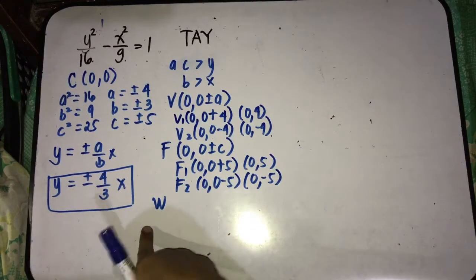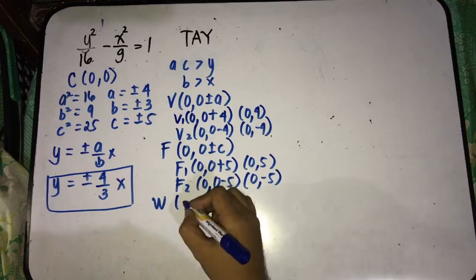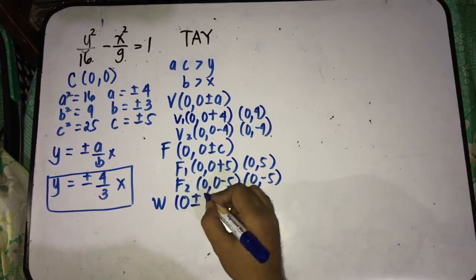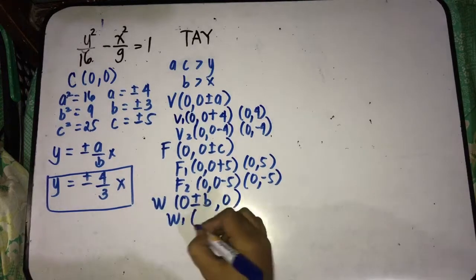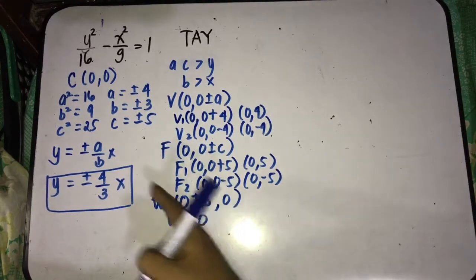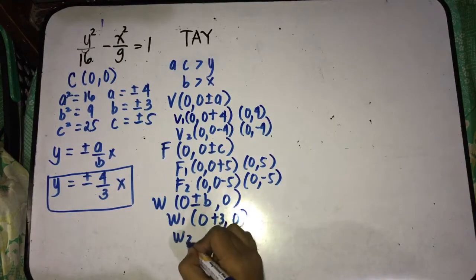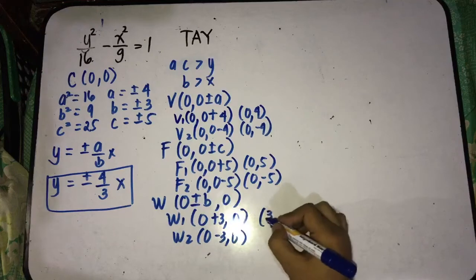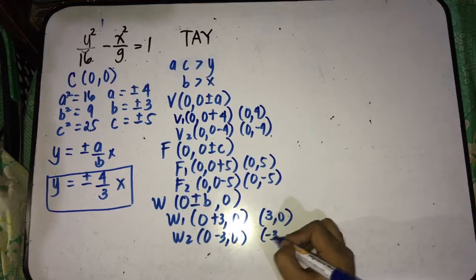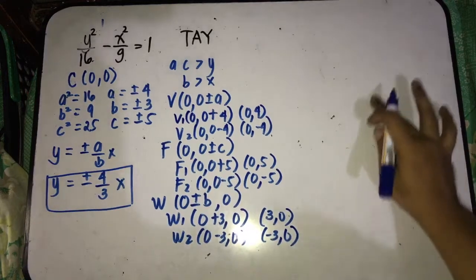And for the co-vertices, or we call that the conjugate axis or the minor axis, since it will lie on the x-axis, we will be changing the x-coordinate of the center, and that is (0 plus minus b, 0). W1 is (0 plus 3, 0). That is (3, 0). W2 is (0 minus 3, 0). That is (negative 3, 0).